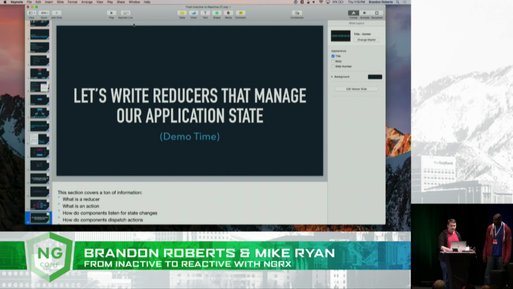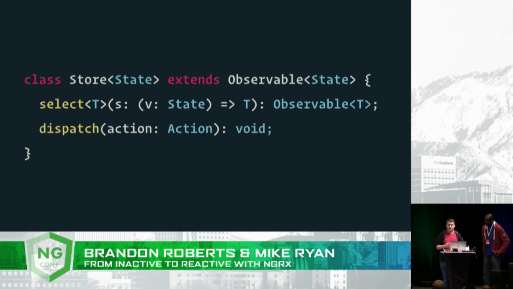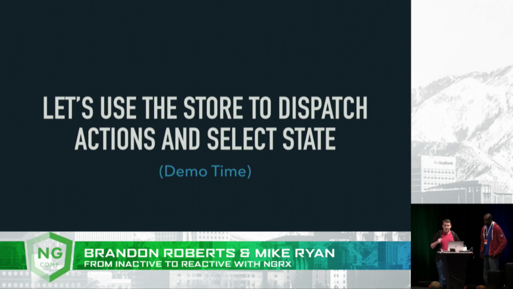Okay, so we've written our actions and we've written our reducer, but now we need to inject the store service into our components to bring it all together. The store is a special service, and it's an observable of our application state. It has one special operator, the select operator. Because we have one large state object, components are only going to be concerned with some small piece of that state object. So select takes a function that allows you to select that part of state, and it returns an observable of only changes to that piece of state. It also has a dispatch method, and this is how components are going to dispatch actions to the store. So let's go ahead and inject the store into our components and start dispatching actions and selecting state.